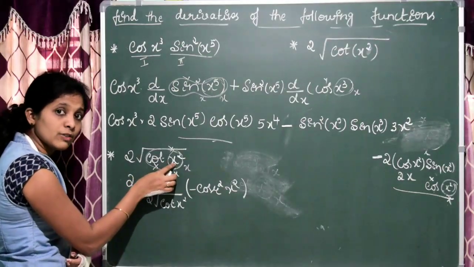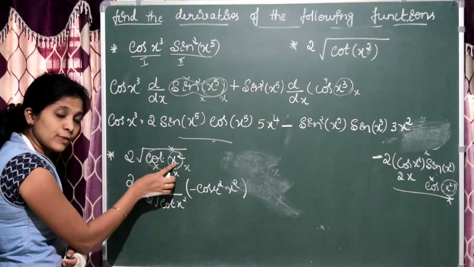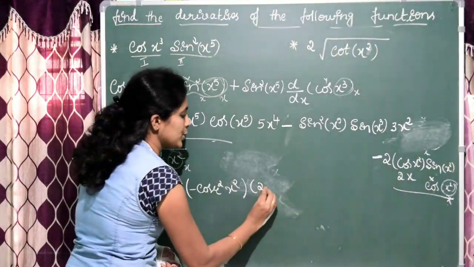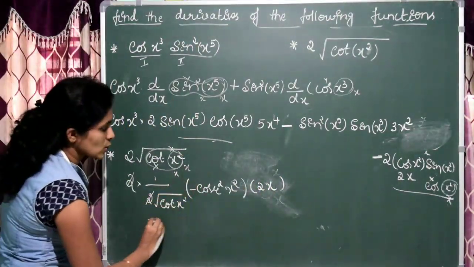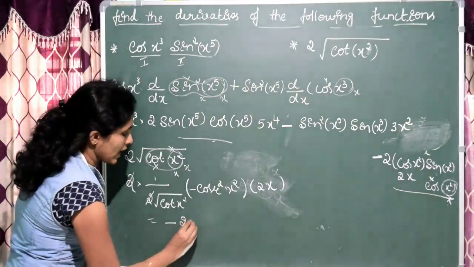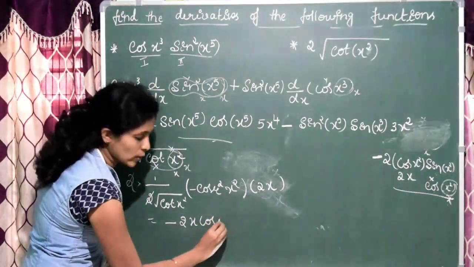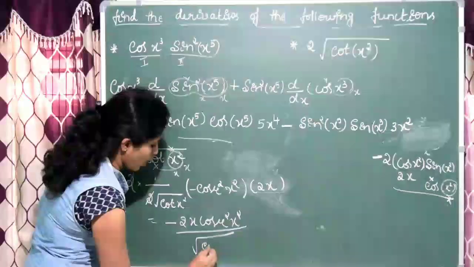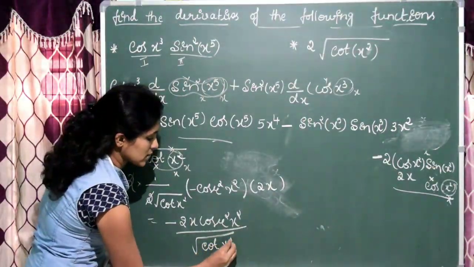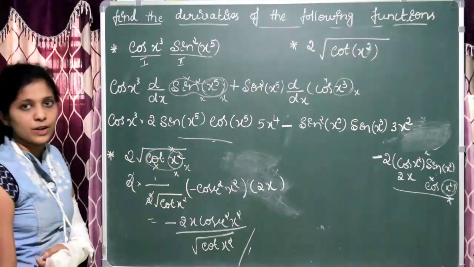Now we have done with this one. Now we have to find the derivative of x square. What is the derivative of x square? It will be 2 into x. Right? So here 2 and 2 will get cancelled. So finally you can write minus 2x cosecant square x square divided by root of cot x square. So this is the derivative of the given function.